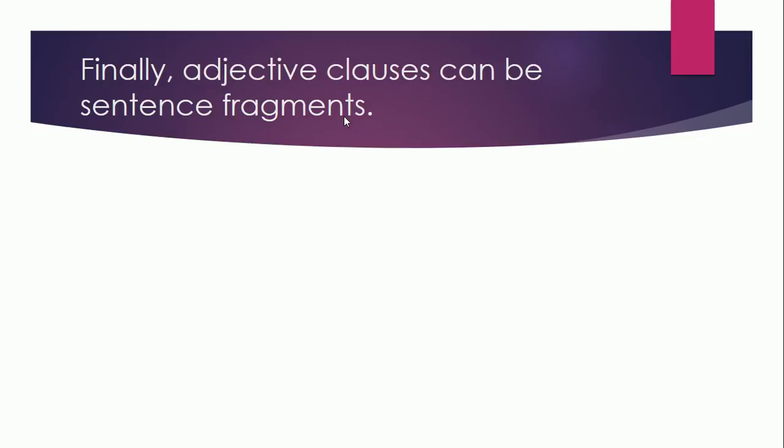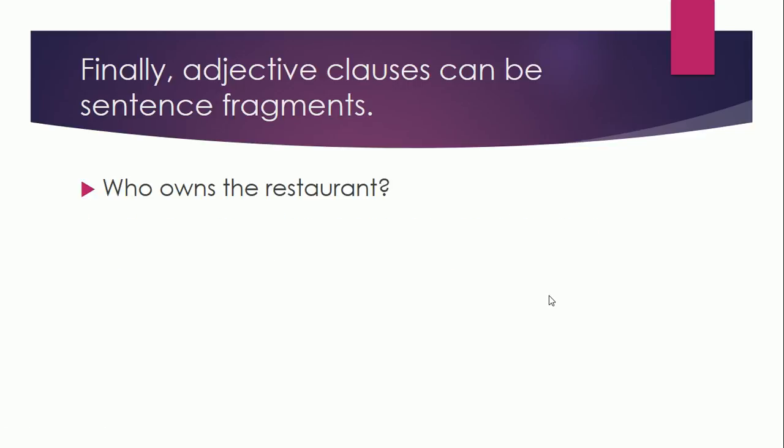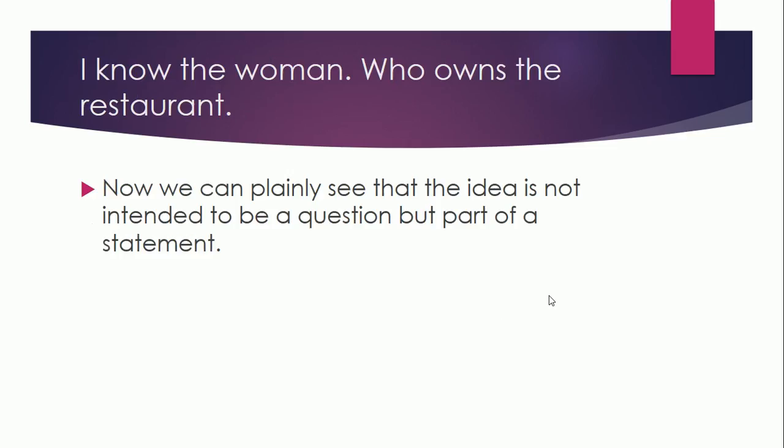Adjective clauses very often are palmed off as complete sentences when they are fragments. So this is a little more important. Who owns the restaurant? This one is tricky because it could be a complete sentence if we wanted it to be. It's just punctuated wrong. That should be a question mark, and then we have a question. Who owns the restaurant is a complete sentence. It's interrogative. However, the writer of the sentence isn't trying to ask a question. In the flow of the paragraph, it is not interrogative.